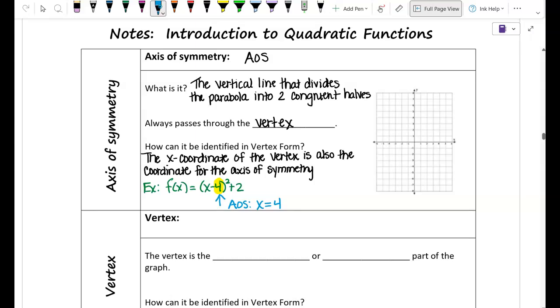It is a vertical line, so it always needs to be in the x equals format because it is talking about a line. And how that would look on our graph, we would go to positive 4 on our x-axis and draw a vertical line. So this is the axis of symmetry.